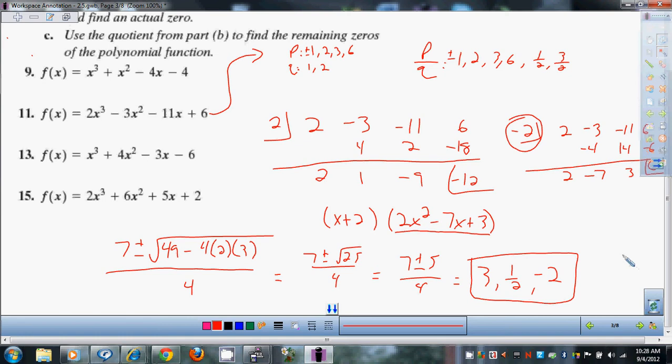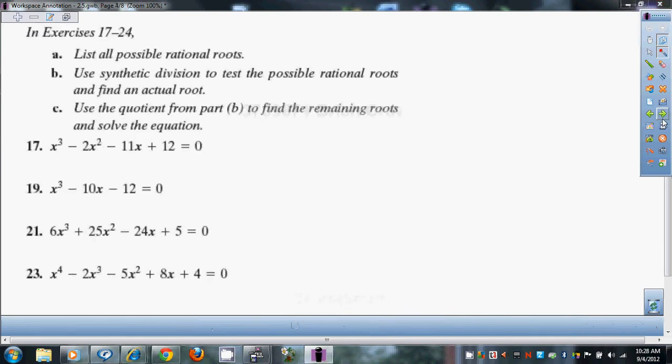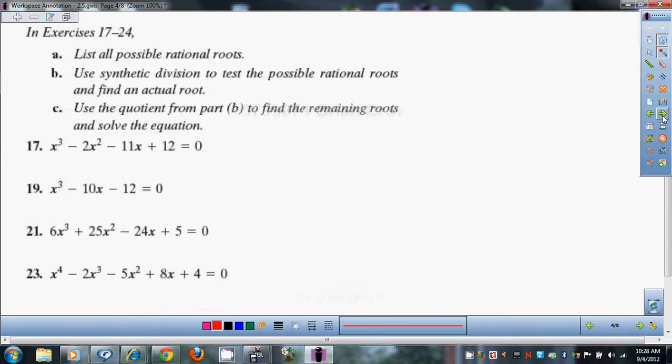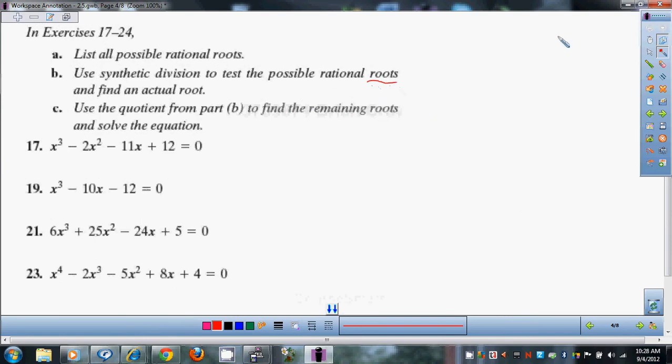Now, I want you to look at something. Look at these directions. Now look at the next slide. Notice 9 through 16 and then 17 through 24. These are different sets of directions. What's the difference in the directions? Yeah, the only one word difference in those two sets of directions. Zeros, that's right, and roots. Just trying to reinforce that those two words mean the exact same thing.